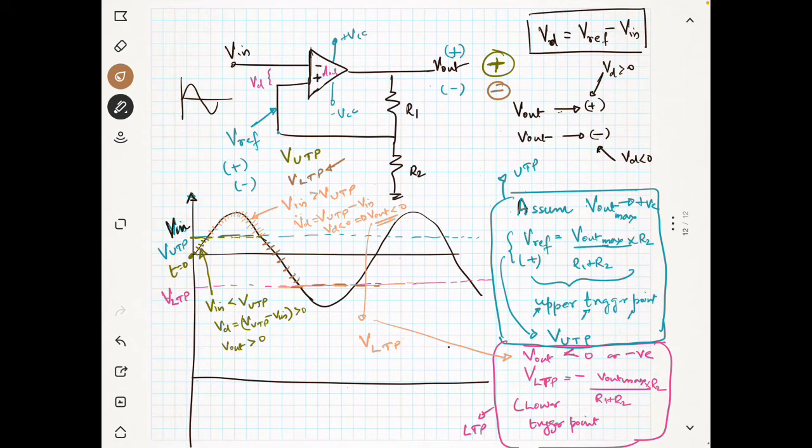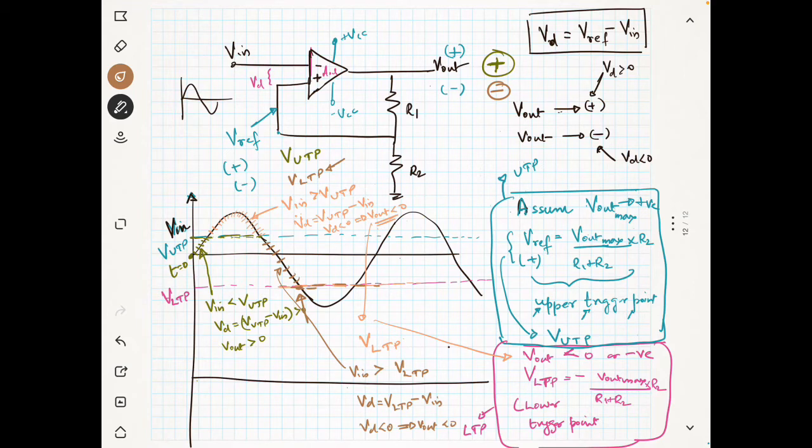At this region, your Vin, you see this is your comparison point. At this region, you can see your Vin is greater than VLTP. If Vin is greater than VLTP, what is happening to VD? VD is equal to VLTP minus Vin, right? But Vin is greater than VLTP. So VD is less than 0. So output also will be less than 0. That means output will be remaining in the same position.